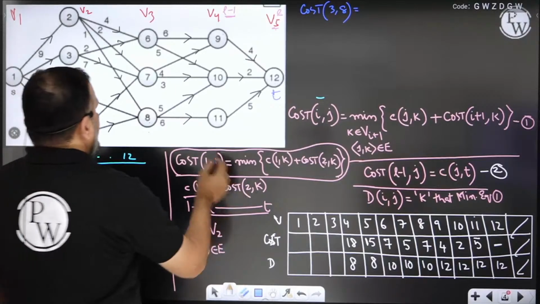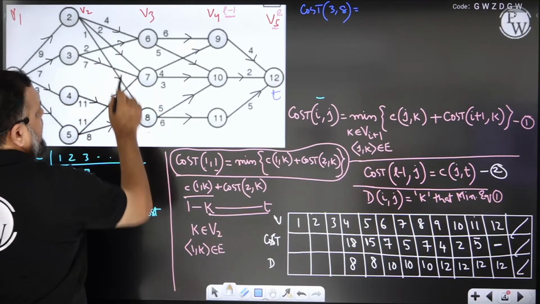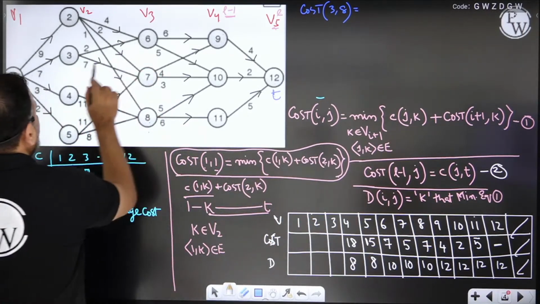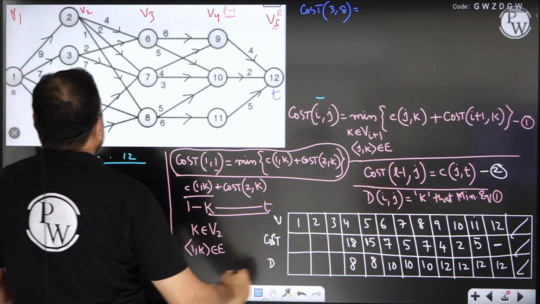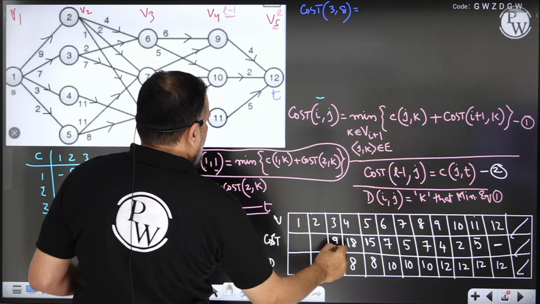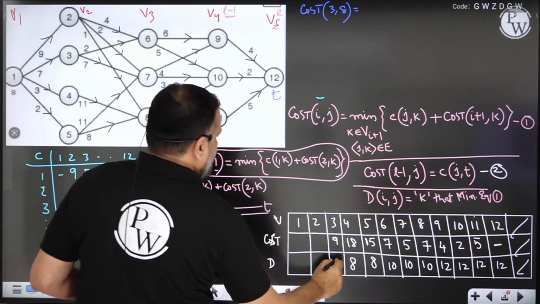Then when you come to 3, there are two options. 2 plus 7 is 9. The other option is 7 plus 5, which is 12. Therefore 9 is better, so I will put 9 for 3. Going via 6 is the minimum.